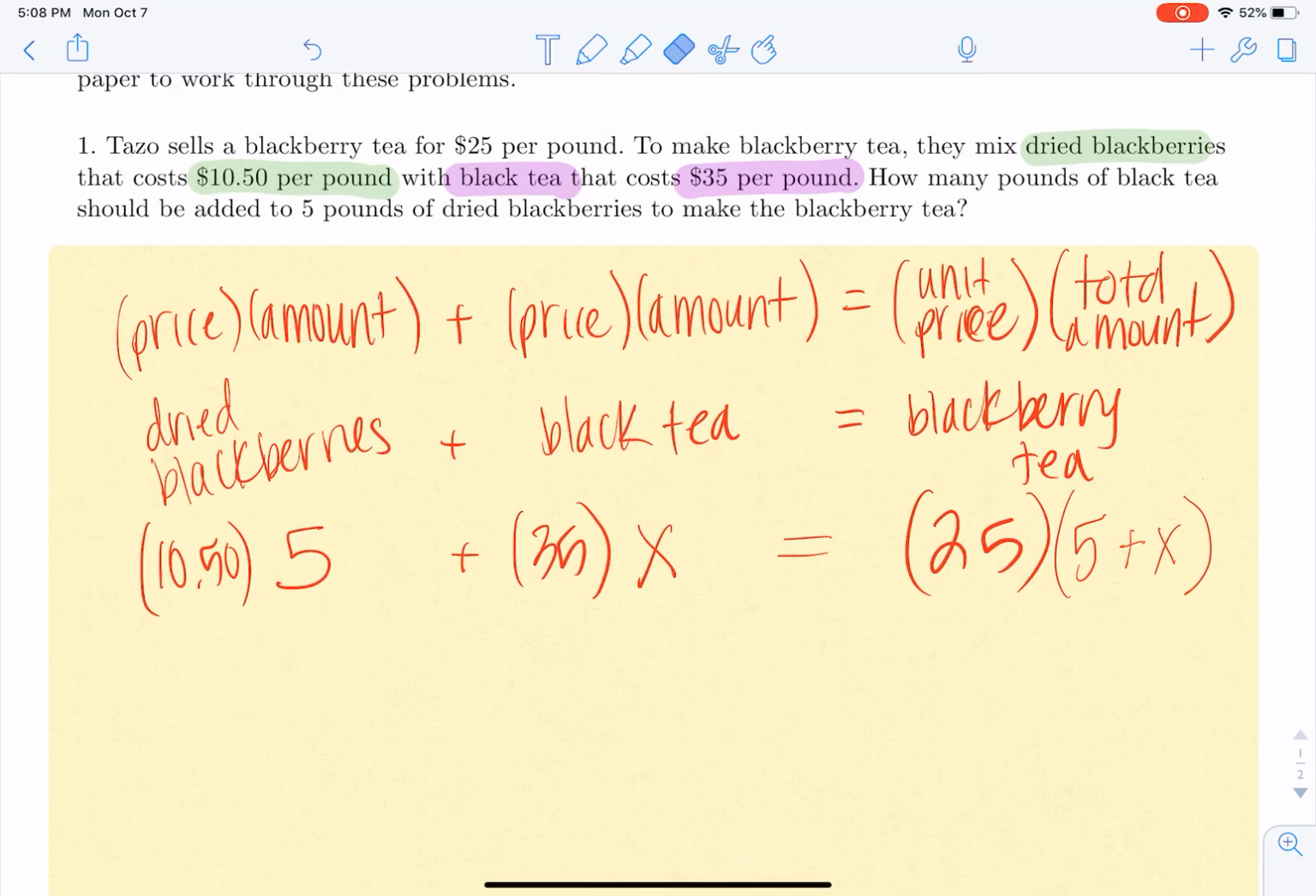And I know that you know how to evaluate this, so I am just going to move on here. We should, in the end, get that X is equal to 7.25. So here's number 1 from your homework.